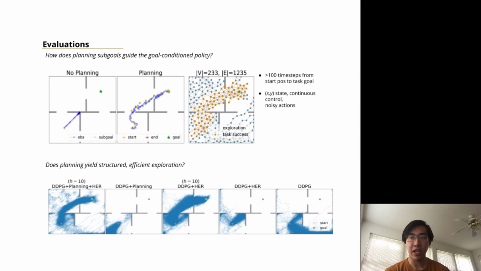Next, we evaluate whether planning results in efficient exploration. Our method is the leftmost one shown. Note that our agent consistently visits parts of the environment relevant for achieving the task goal.